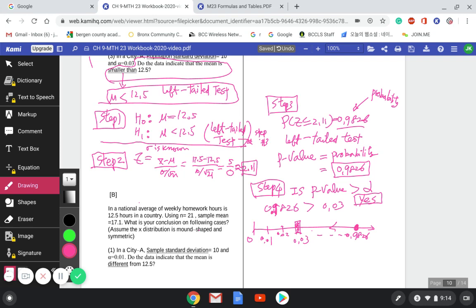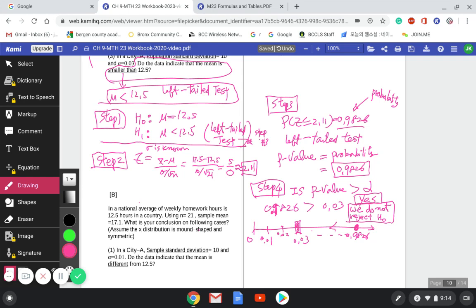So when the p-value is bigger than alpha, if it's yes, then we do not reject H0. We keep the H0. So that's the final conclusion for step number 4. So this is how you do the 4 steps for this particular question.